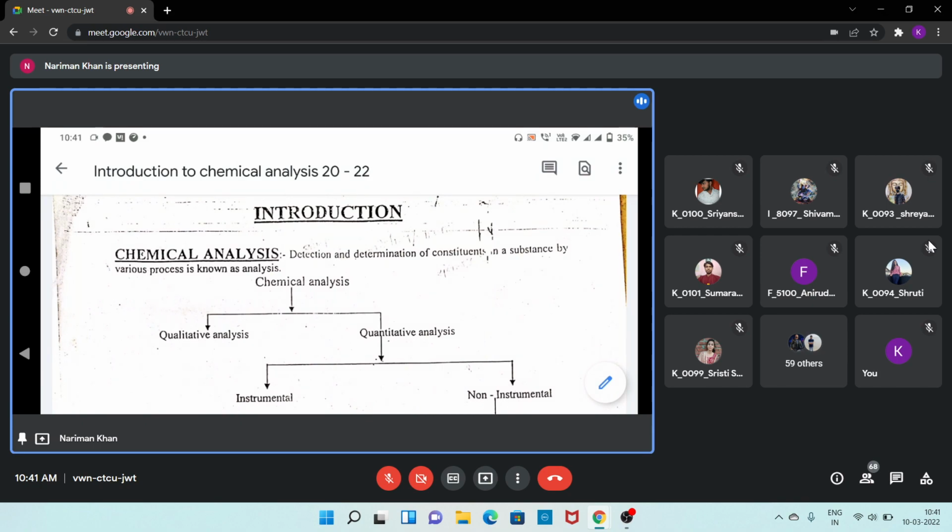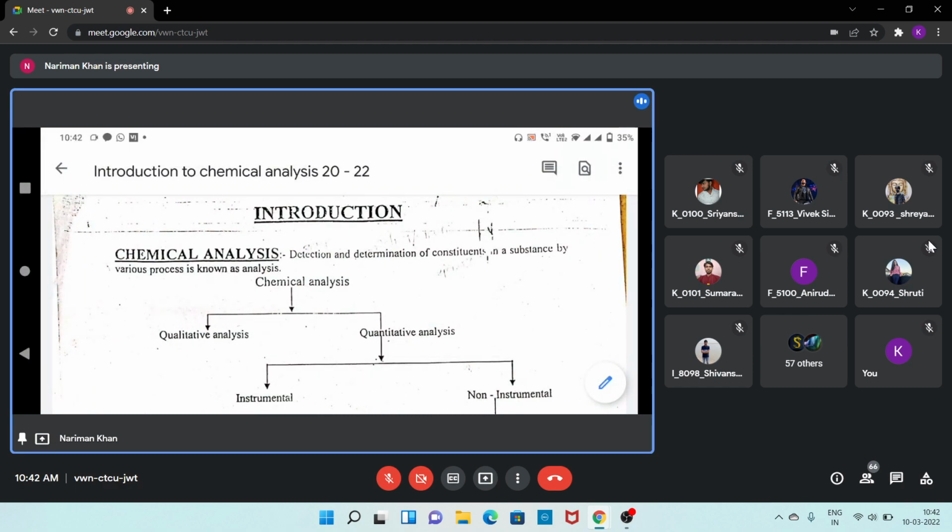So, introduction to chemical analysis. What is chemical analysis? Chemical analysis is the detection and determination of constituents in a substance by different processes. Whatever substance we are provided with, if we have to determine the constituent elements present in it, then it is called chemical analysis. Whenever any chemical substance is provided to us and we have to detect the constituents present in it, then it is called chemical analysis. Chemical analysis is of two types, qualitative analysis and quantitative analysis.